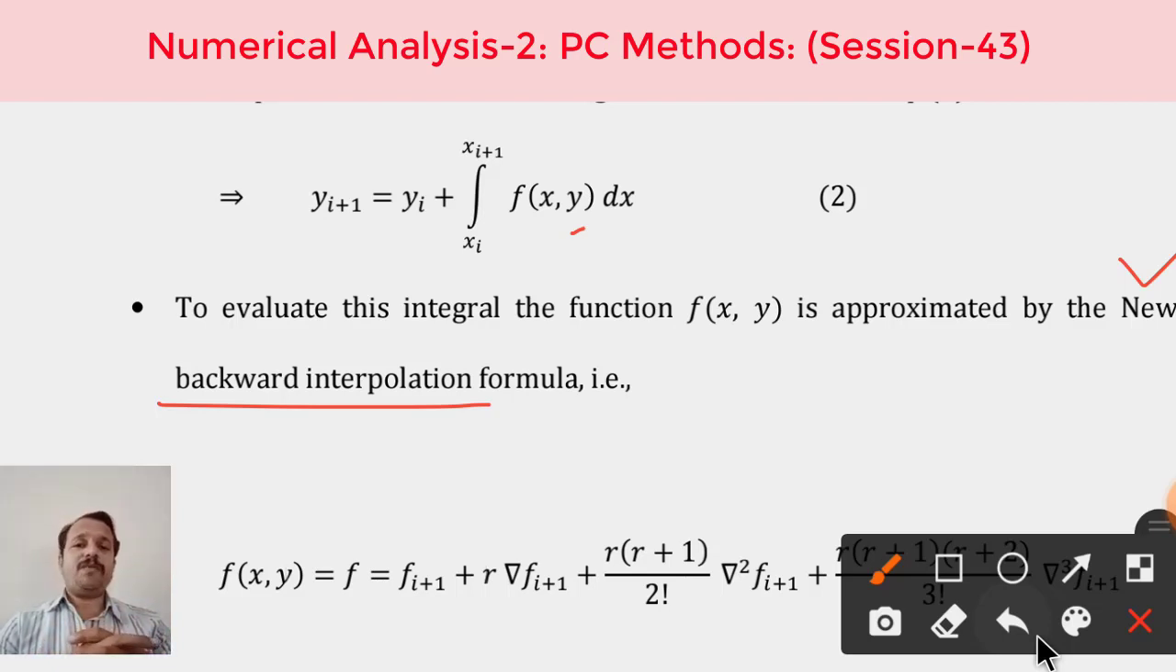In this case, instead of using Newton's backward interpolation formula at the point xi, we are using the same formula at the point xi plus 1, because in the previous session we have obtained the value of yi plus 1, which is the predicted value. So that value is now available to us. Therefore, why can't we use that particular value for the next step of our solution? So we are using the value of y at the point xi plus 1 as the initial point of our interpolation.